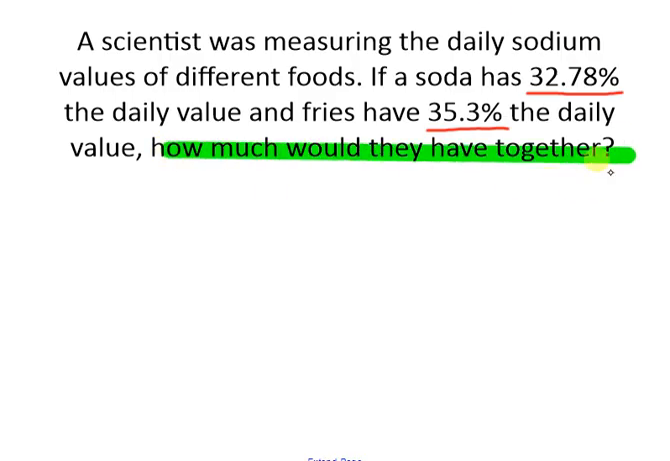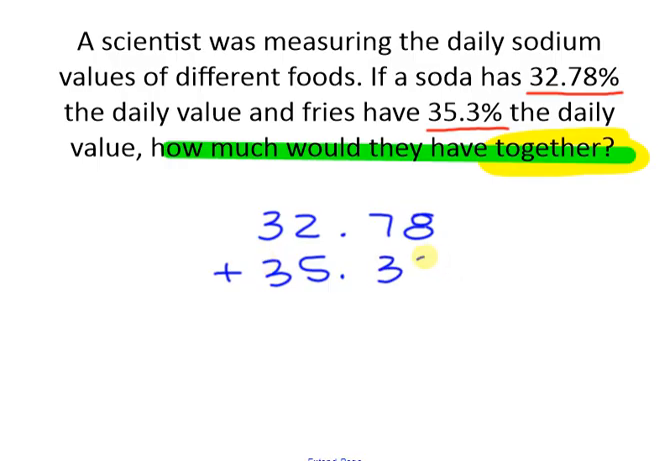Now, what's the key word? Together. We're going to add them up. That's all you have to do. Don't let the large words and the percent signs scare you off. 32.78 plus 35.3. Don't forget to add your 0 placeholder at the end.